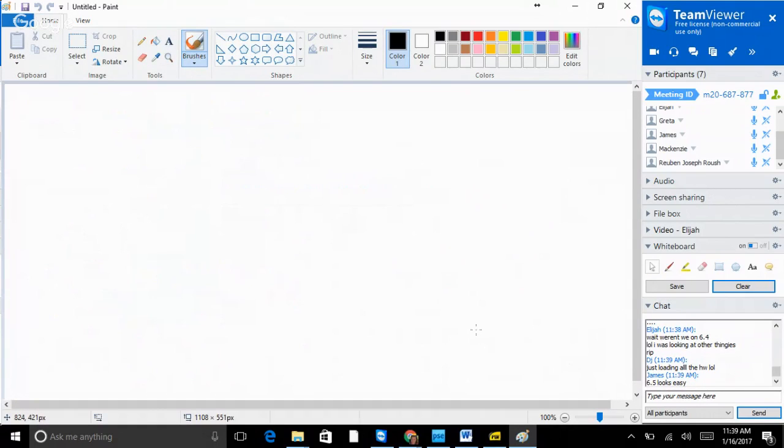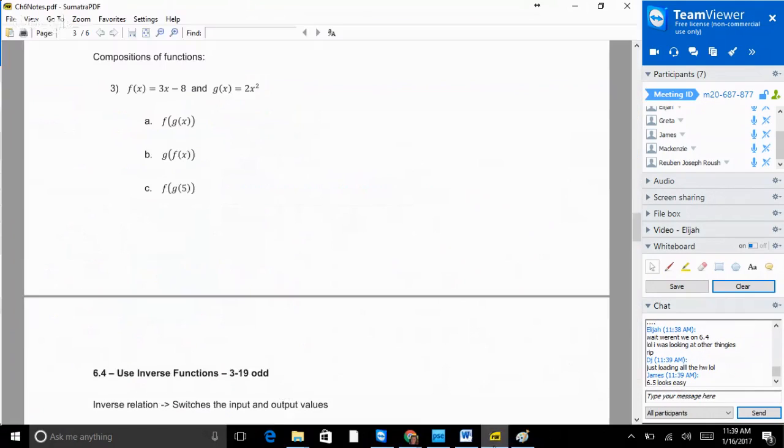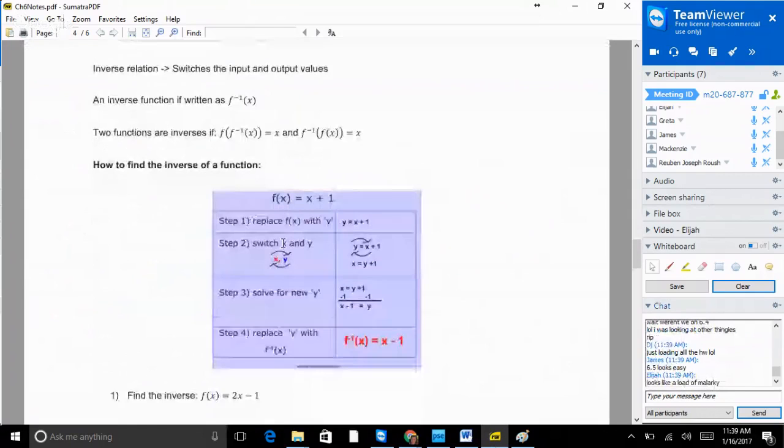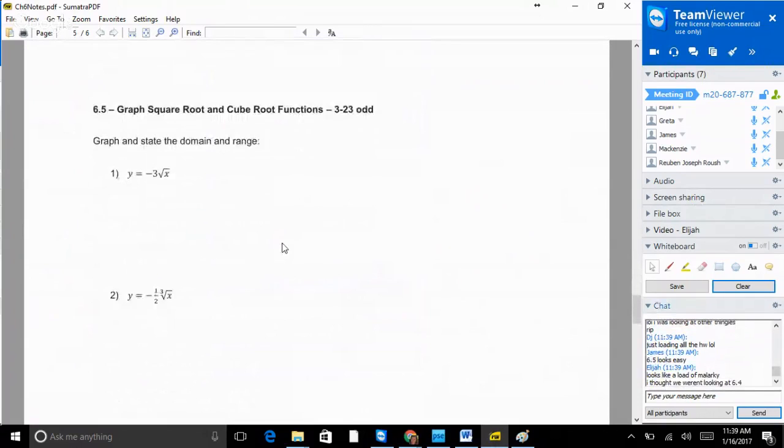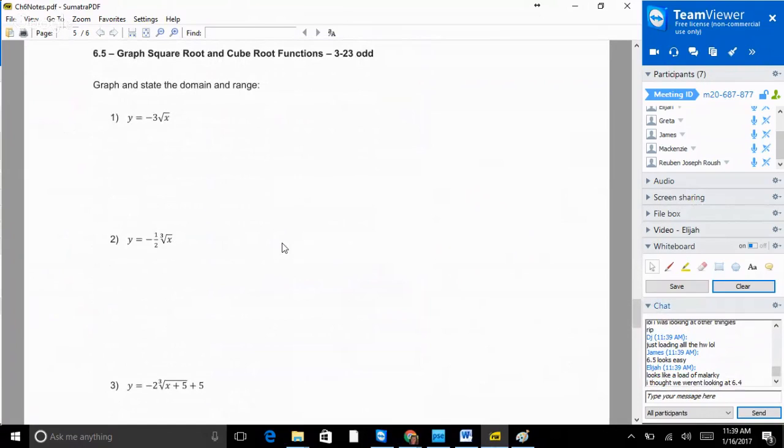Yeah, 6.5 is pretty easy. There's one little thing that we want to talk about. And actually 6.4 is not too bad. It is one of those sections that looks intimidating, but it's not really that intimidating. So graph, square root, and cube root functions is 6.5. The hardest part of this is typing it in. No, I'm just kidding. The hardest part is actually figuring out the domain and range, because you can all type things into your calculator. But let's talk about what that looks like.